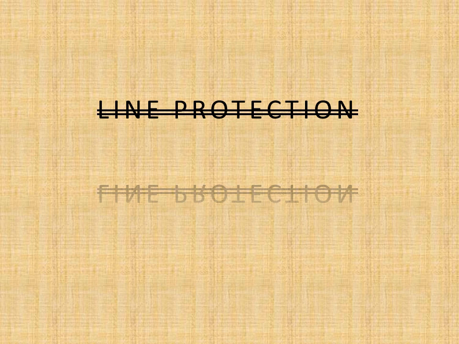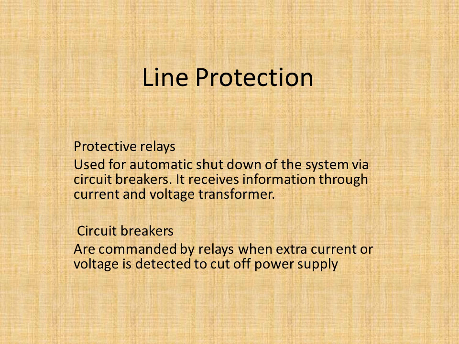Line protection is being talked about first. Circuit breakers are commanded by relays when extra current or voltage is detected, to cut off the power supply, whereas protective relays are used for automatic shutdown of the system via circuit breakers. The relay receives information through the current and voltage transformers, generally called CT and PT. Basically, circuit breakers are generally controlled by the relays. So relays are the detecting devices, whereas circuit breakers are the devices used to cut off the power supply.